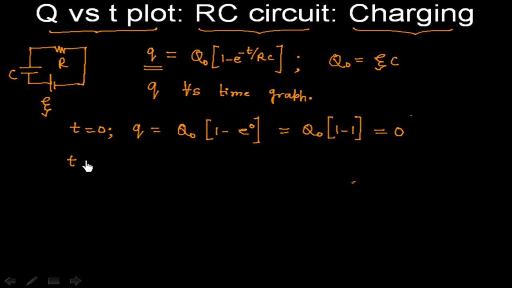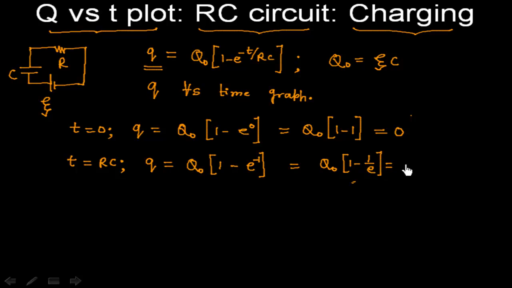Let us say what will be the charge after one time constant, and one time constant is RC. So Q is given by Q naught times 1 minus e to the power minus t by RC, and this t is nothing but RC, so RC cancels out. So we will have e to the power minus 1, that is Q naught times 1 minus 1 by e, and e has a value of 2.71. If you calculate, this value comes out to be 0.63 times Q naught.